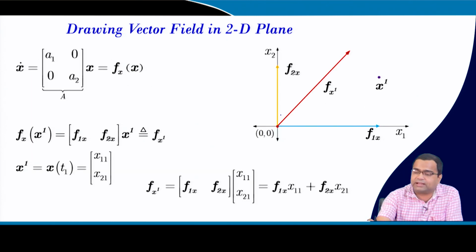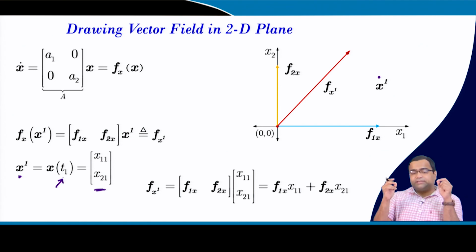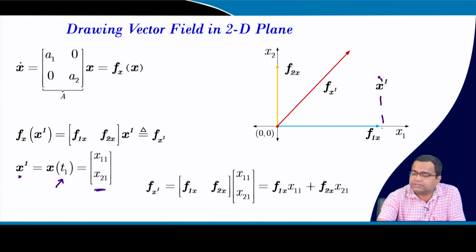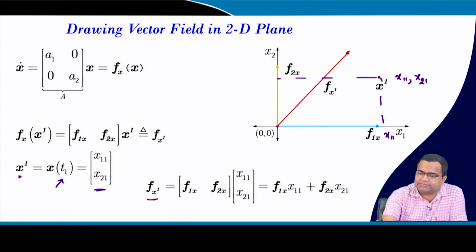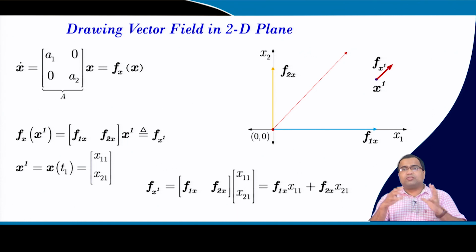Similarly, if we want to find the vector field at this point, we need to know the location of this point, as computed after the trajectory moves, after a time interval t1, and you get x11 and x12, and the x21 component. Then this vector is nothing but f1(x) into x11, f2(x) into x21, and again we need to draw a line parallel to this, because we are computing at this point, right. By that way we can draw the vector field.